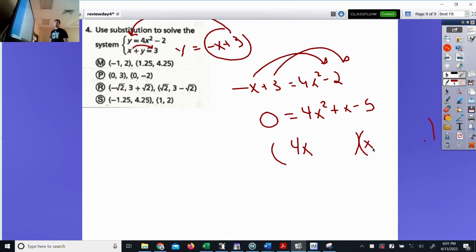I believe it takes a 4x and an x to make 4x squared. You can try 2x and 2x, but I think this will do it. I got my signs backwards though.